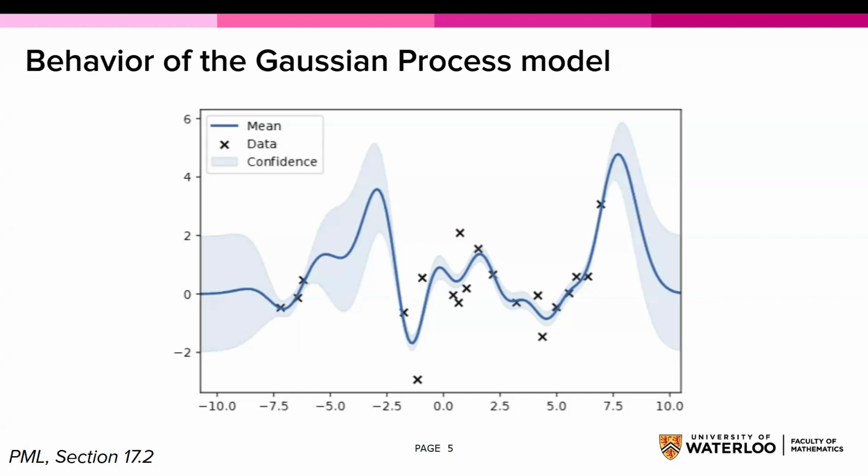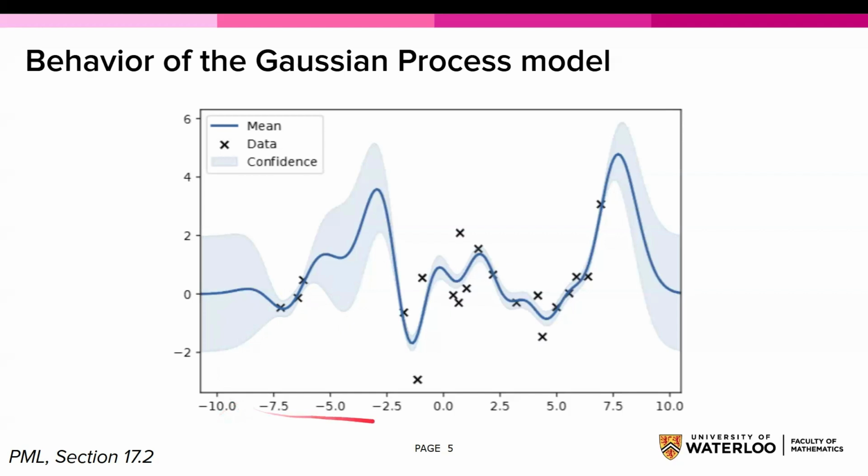Okay, so before we talk about the nuts and bolts of Gaussian processes, let's start by just looking at its behavior after we've trained it. So on this slide is a figure from the probabilistic machine learning textbook, specifically out of section 17.2. The plot depicts some data points shown as black X marks, and the true underlying function that we want to learn is hidden.